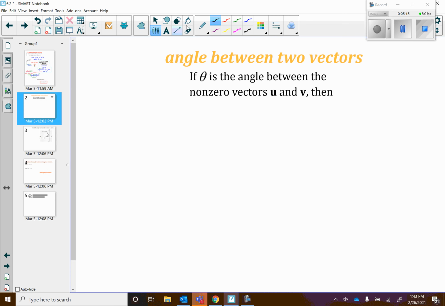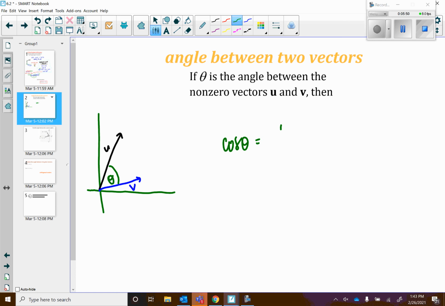The second thing is the angle between two vectors. So if theta is an angle between two non-zero vectors u and v, then, I'm going to start by just drawing this. Sorry, that was a bad line, but that's okay. Let's say this is vector u, and this is vector v, we'll say. So then theta is the angle between them. I can find theta by looking at the following.